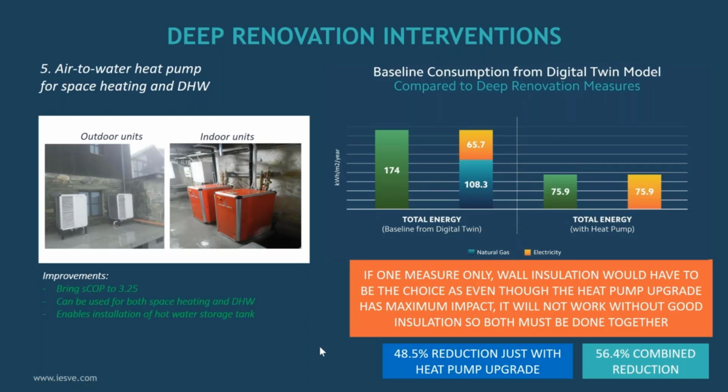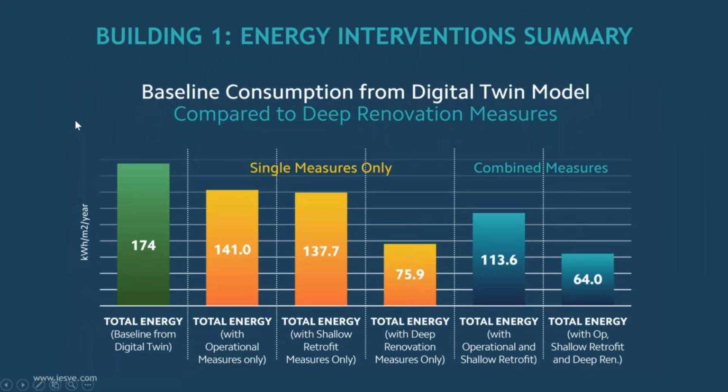But as you can see here, it's not ideal to consider this solution without previously improving the building envelope, because with a very leaking building, this heat pump solution will not be ideal. So ideally this is something to consider only if combined with a good improvement of the building envelope first. And altogether the deep renovation measures will bring a 56% combined reduction in total energy.